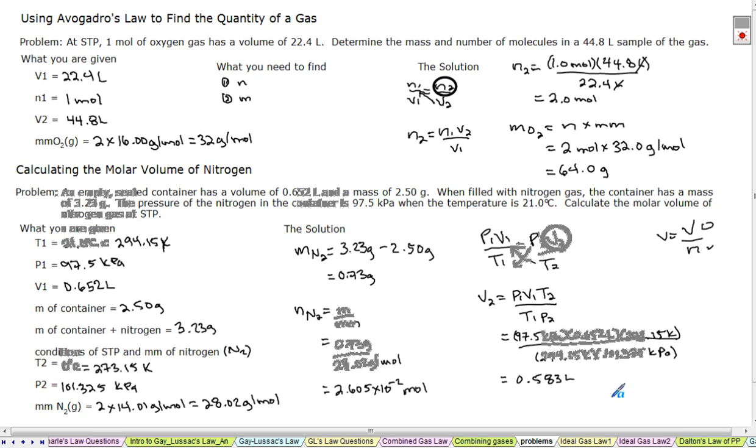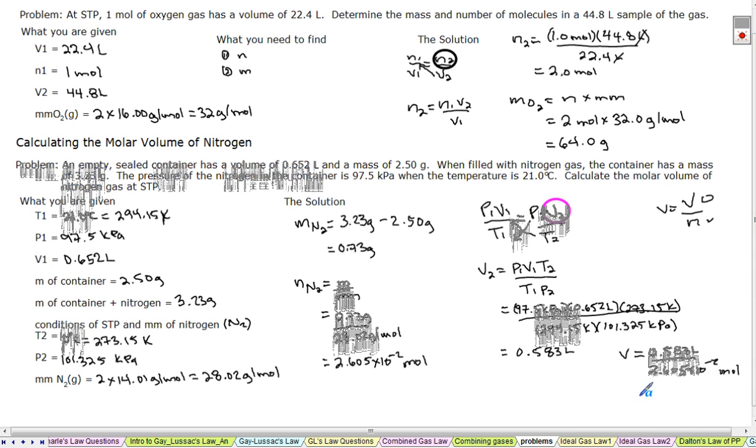liters. So now what we can do is determine our molar volume. We take our volume, which is 0.583 liters, and we divide it by the number of moles, which was 2.605 times 10 to the minus 2 moles, and we get 22.4 liters per mole, which is what we should get at standard temperature and pressure.